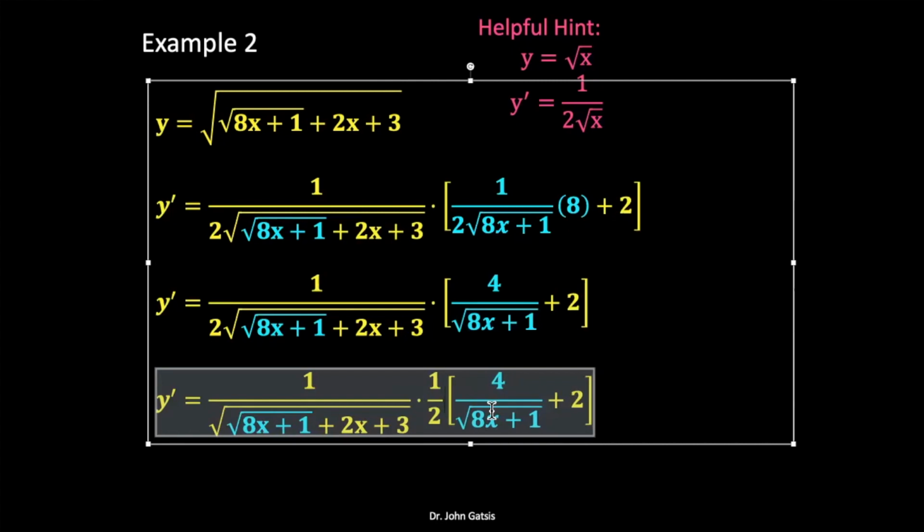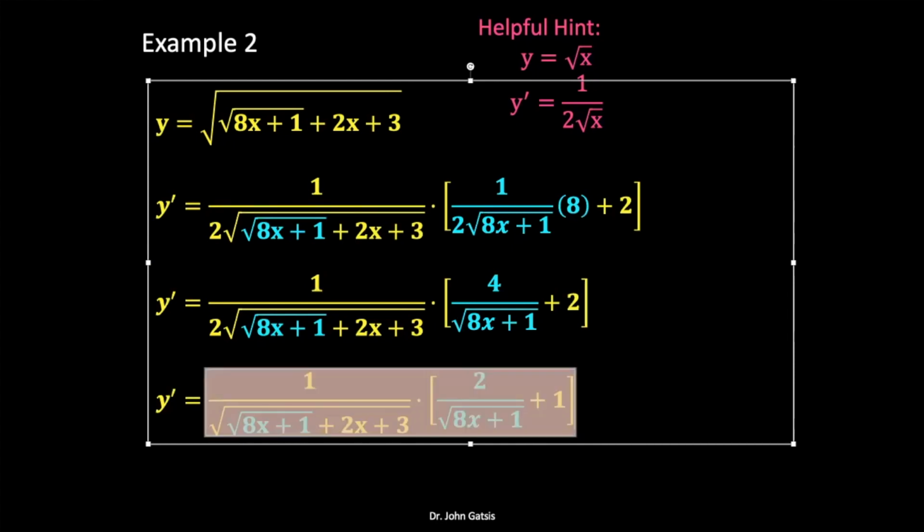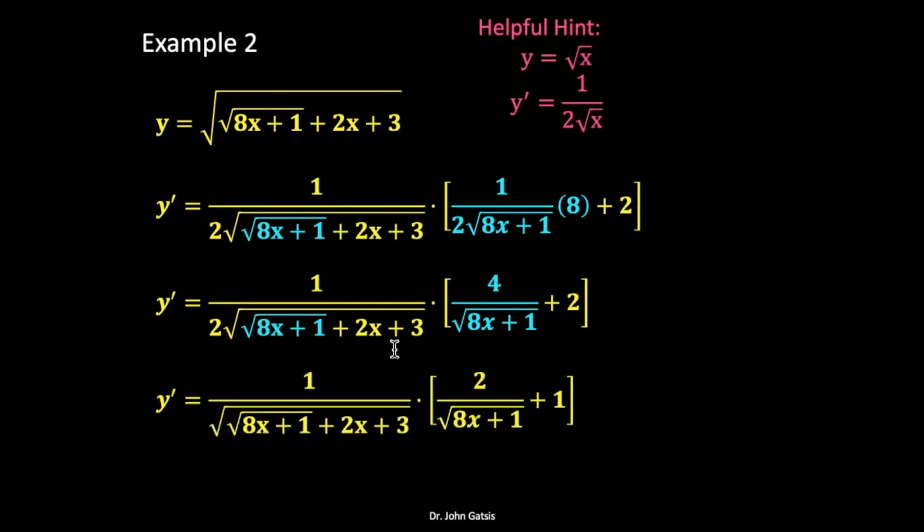And then what you can do is bring the half in the bracket. So half times 4 is 2, and half of 2 is 1. And there is your final answer. So that is the derivative of this nested radical function. Very painful to look at, but hopefully that made sense to you.